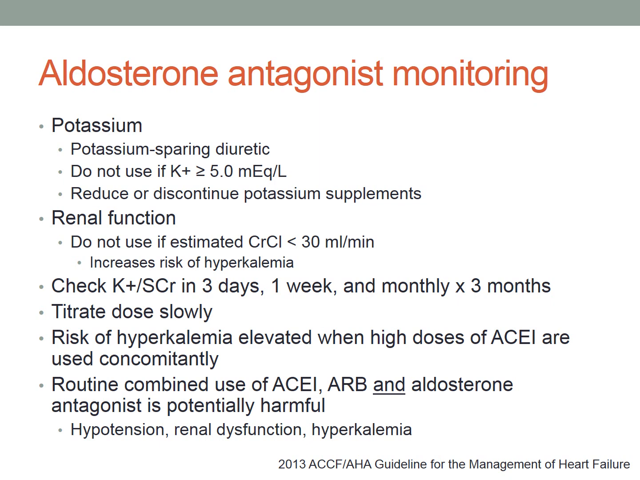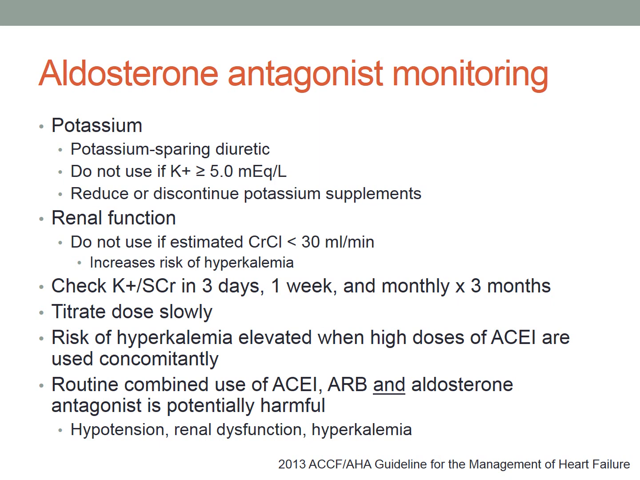And then also a lot of patients with heart failure that are on loop diuretics to help with volume overload, because loop diuretics waste potassium, a lot of them are on potassium supplements. So if you're starting an aldosterone antagonist, make sure to reduce or discontinue potassium supplements if the patient is on those as well, so that the potassium level doesn't creep up on you.